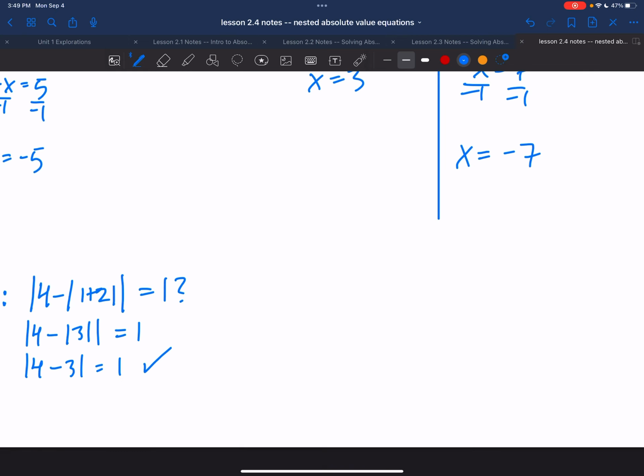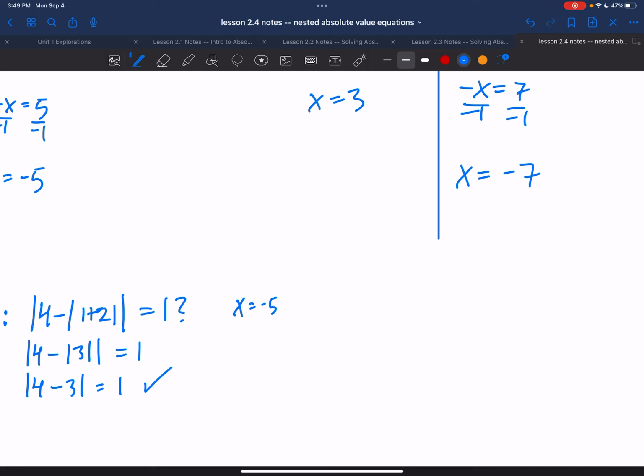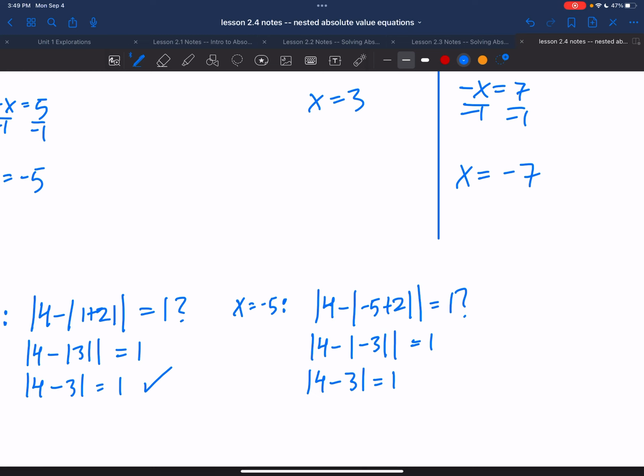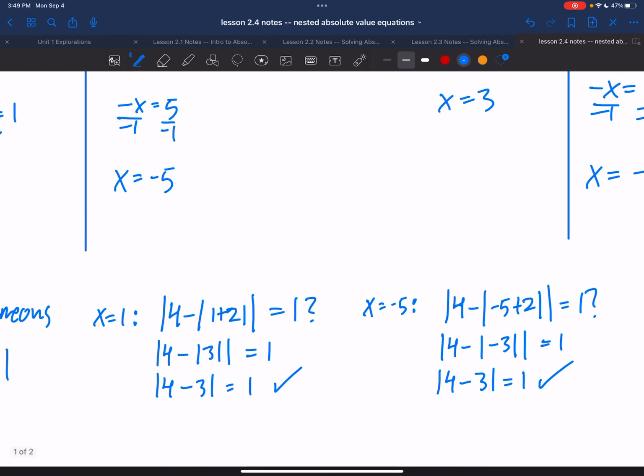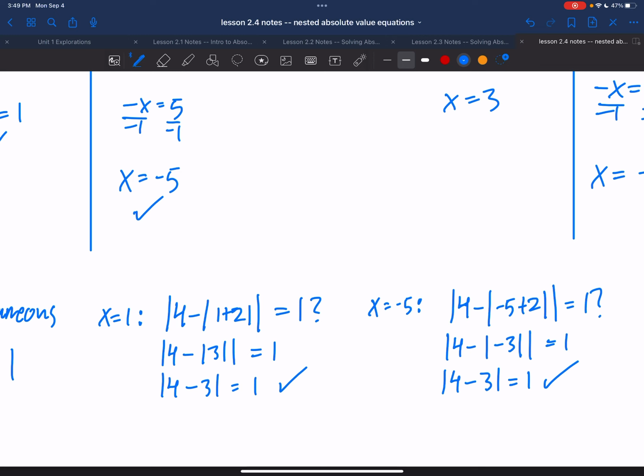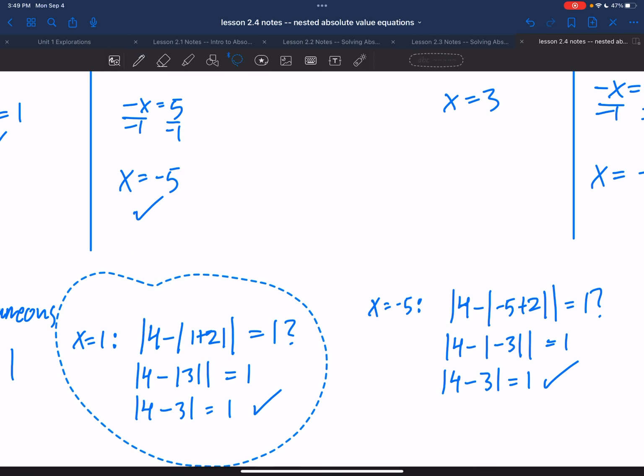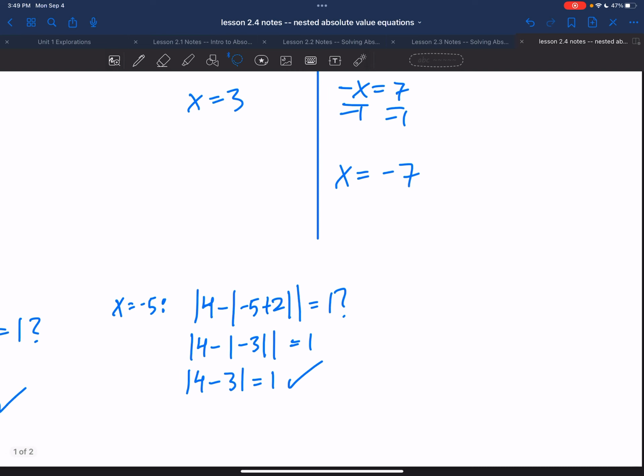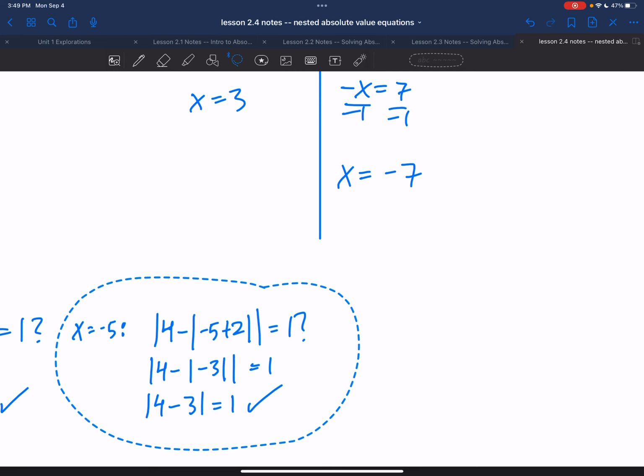Now we'll try negative 5. So x equals negative 5. We'll do 4 minus the absolute value of negative 5 plus 2. Does this equal 1? Well, negative 5 plus 2 is negative 3, and the absolute value is 3. So that's 4 minus positive 3 again, which equals 1. Yes. So negative 5 does indeed work. Okay, I'm going to have to keep moving these because I'm going to run out of space. Let's move this guy here.